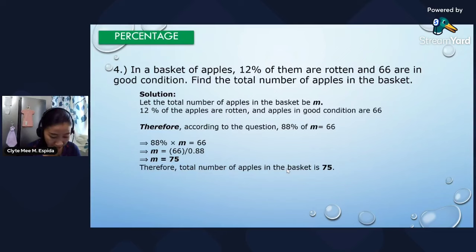So, mag-trial and error. Okay, ito, Sir Jason. So, 100 minus 12. So, that is 88%. So, 88% of a number daw is 66. So, we divide 66 divided by 0.88. So, the answer is 75. Okay. Sige. Thank you, sir.